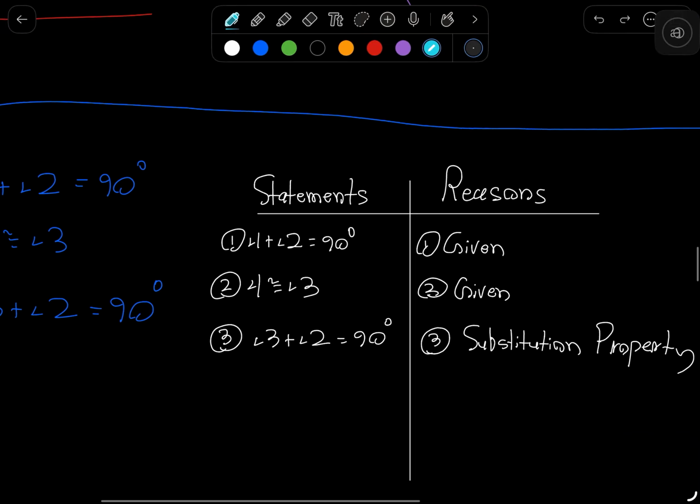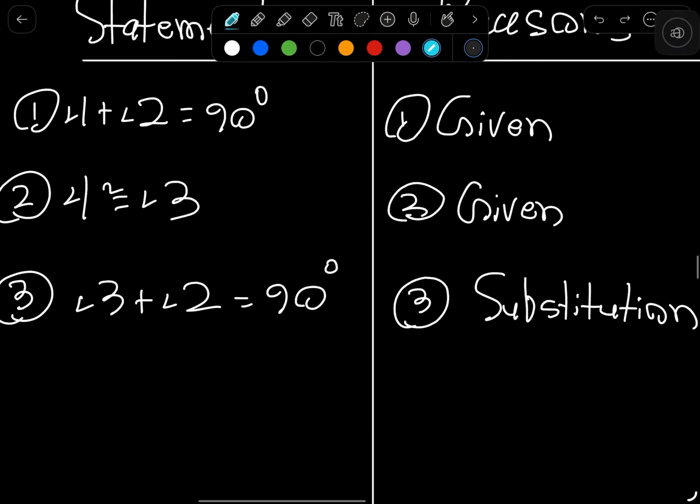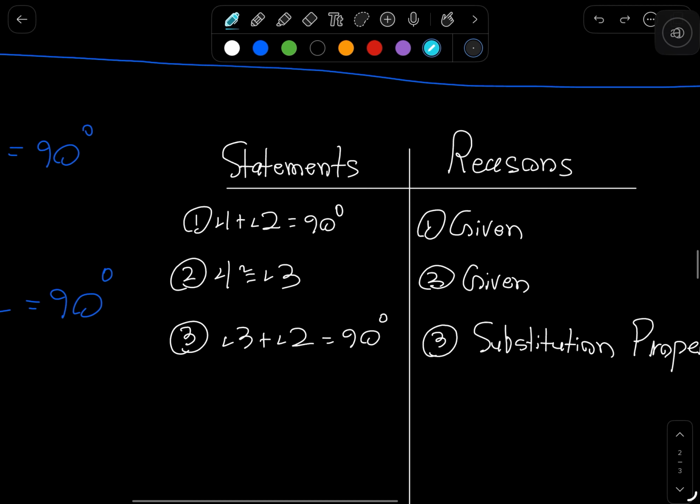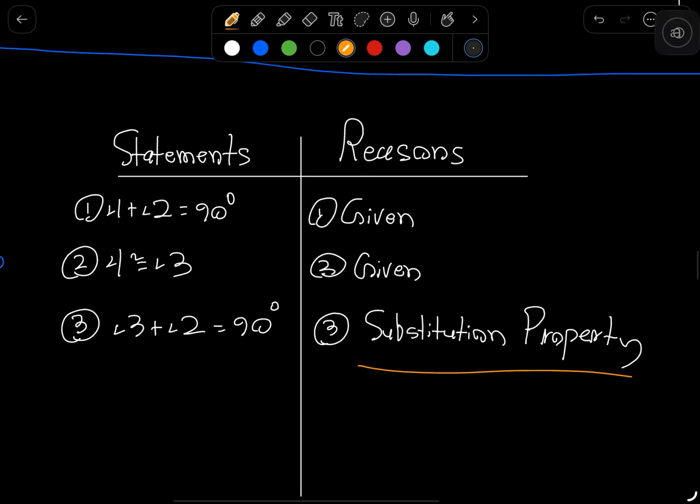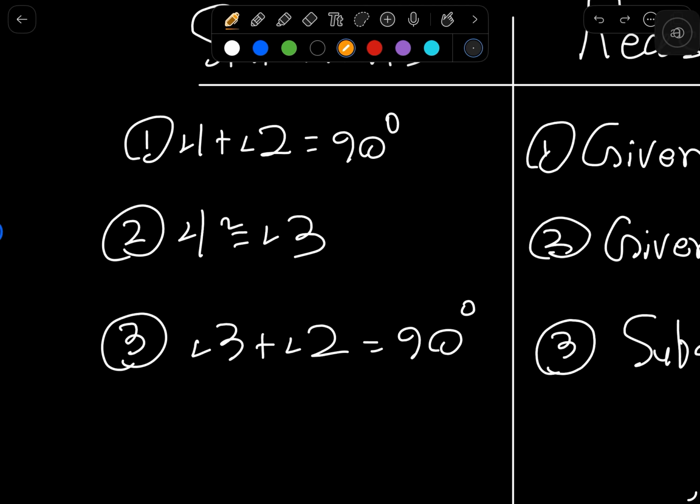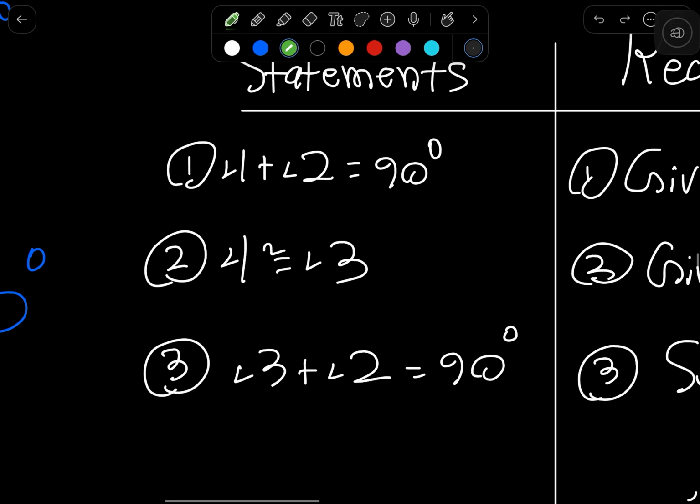You write your givens down, and for number 3, you can just write that final statement in the reason. For reasons, you can actually, in this case, just put substitution property. There isn't a specific theorem, you can just put that as a reason. And once again, if that doesn't make sense, you're substituting the value of angle 1 and replacing it with angle 3. That's how you get this conclusion here.